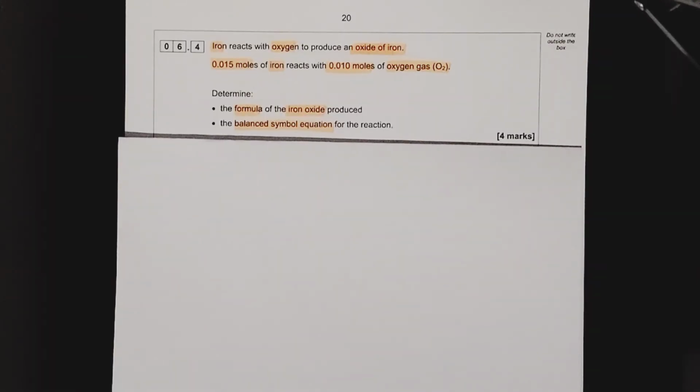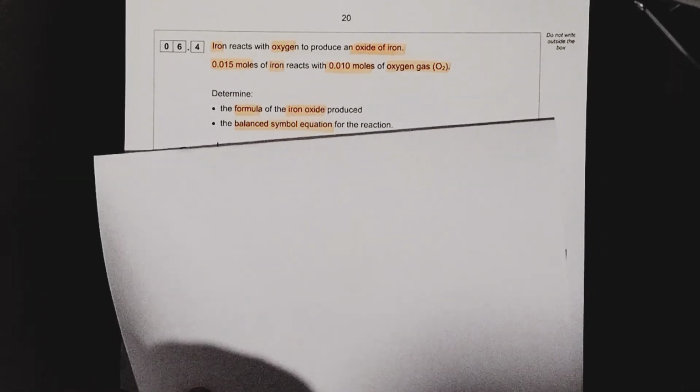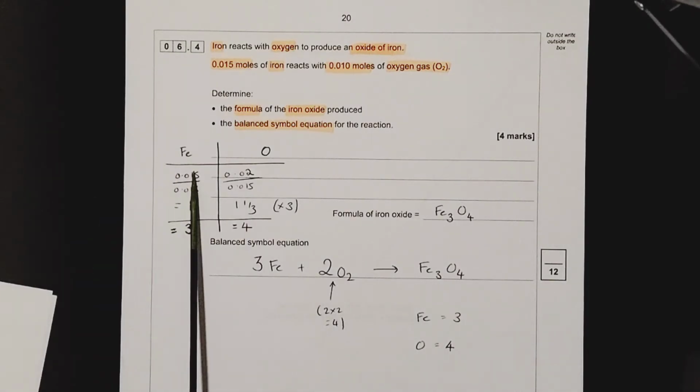This final calculation could be quite tricky, but if you employ an empirical formula-like approach, it becomes much easier to solve. So iron reacts with oxygen to produce an oxide of iron. We're told we have 0.015 moles of iron reacting with 0.010 moles of oxygen gas, which is O2. So if we're going to work out the formula of the iron oxide produced, O2 isn't really going to help us. We want to know about oxygen atoms in that formula. So for every 0.01 moles of oxygen molecules, that would be 0.02 moles of oxygen atoms, and that's the number I'm going to use. So we've got 0.015 moles of iron and 0.02 moles of oxygen atoms.